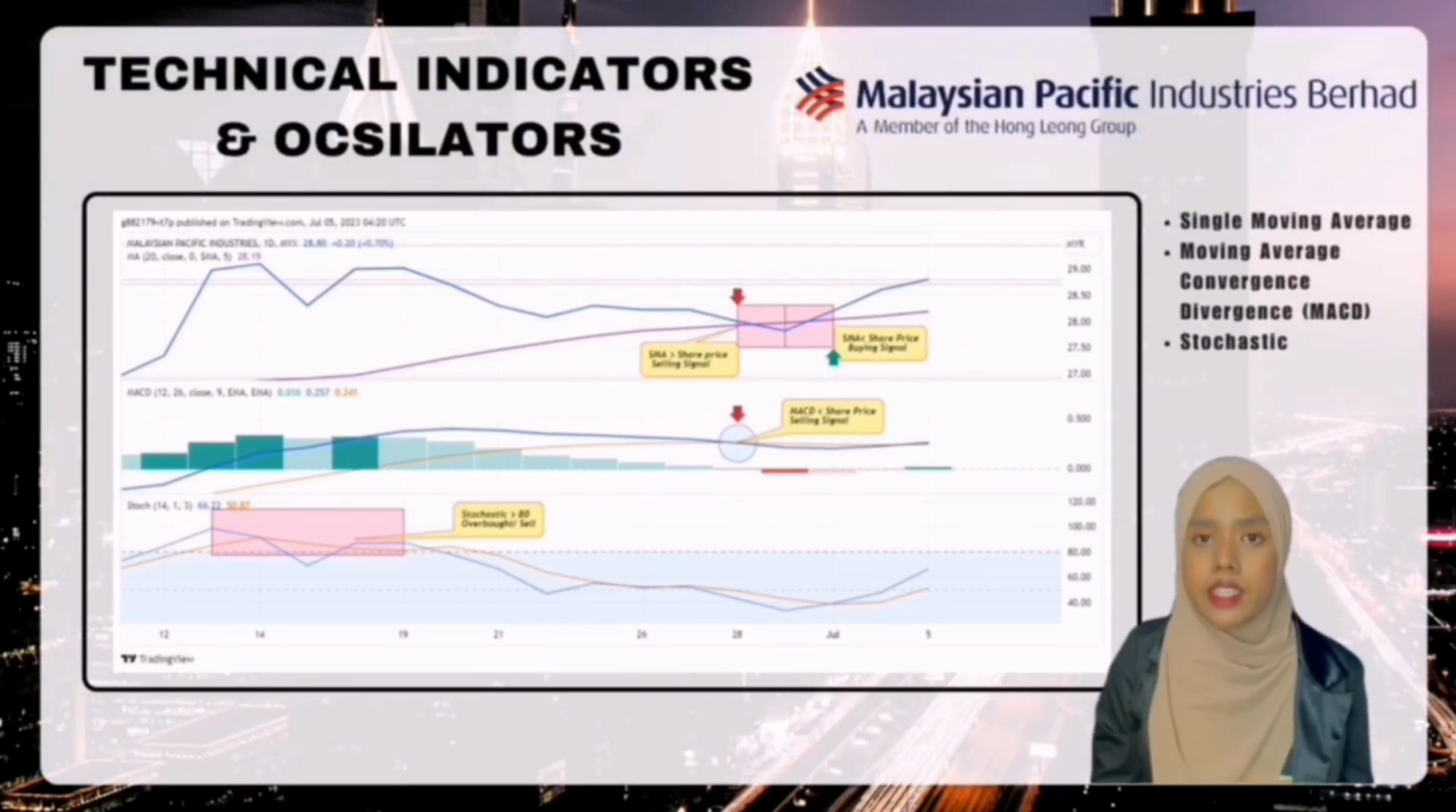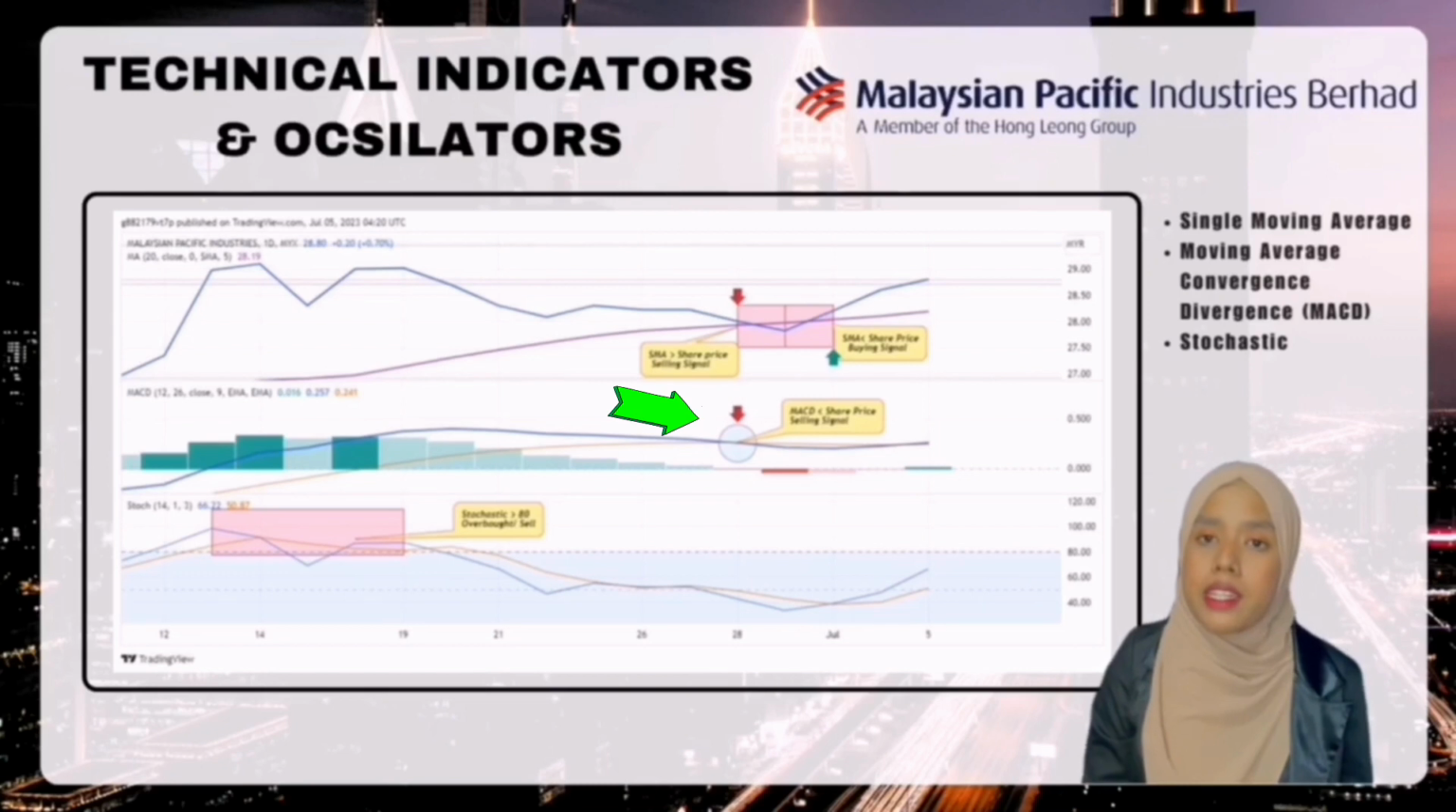The next indicator is MACD. In the chart, the MACD is the blue line while the orange line indicates the signal line. During the time frame, only one signal appears, which is a sell signal. The sell signal happened when the MACD line crossed below the signal line. On 28 June, it shows the best time to sell the stock since the MACD indicator predicts a potential shift in momentum from bullish to bearish.